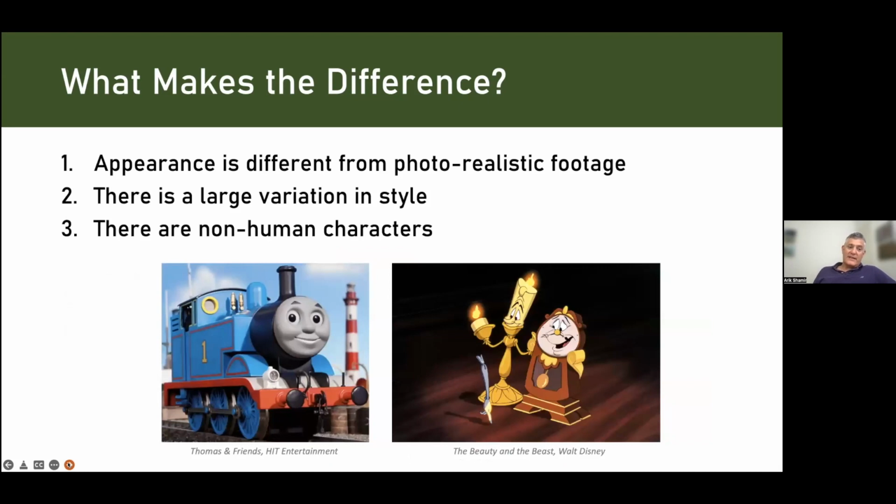The third is that there are many non-humanoid characters in these types of animations and movies. And again, most of the algorithms today in vision assume that what you want to track, or what a character is, is a human, or at least a humanoid. So this also makes it very difficult.